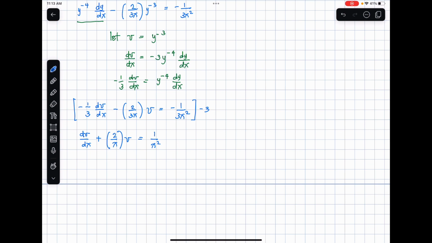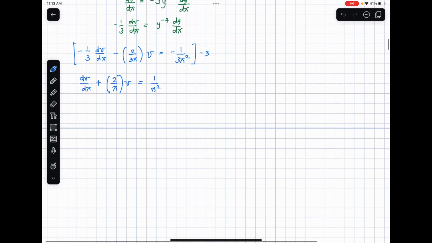And thus, that makes our linear equation. So the next step is to find the integrating factor. So we proceed with the method for linear equations. The integrating factor mu of x is equal to e raised to the integral of 2 over x dx. And then this is 2 ln x, which is the same as ln x squared. Therefore, our mu of x is simply x squared.